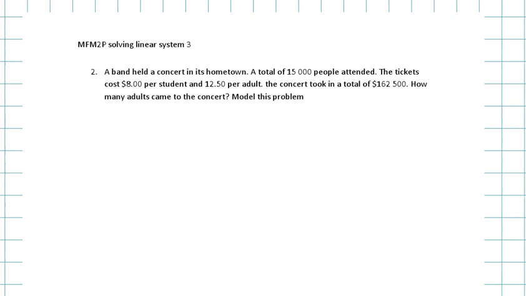A band held a concert in its hometown. A total of 15,000 people attended. The tickets cost $8 per student and $12.50 per adult. The concert took in a total of $162,500. How many adults came to the concert? Model this problem. Read that question again.